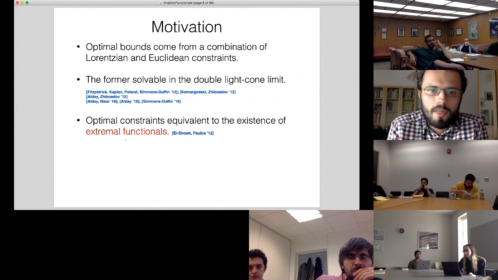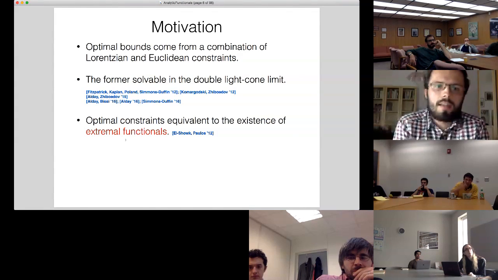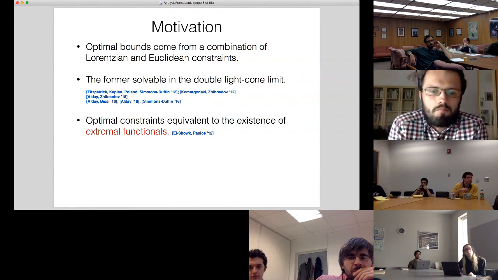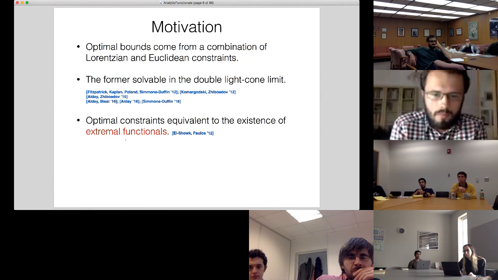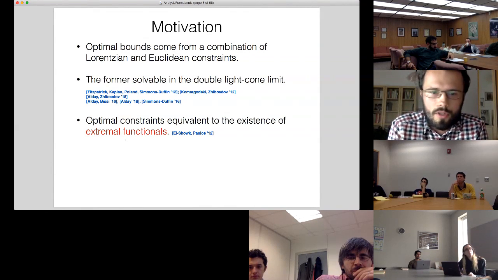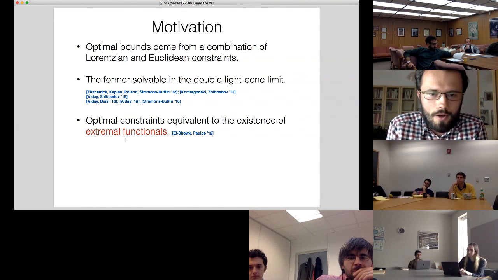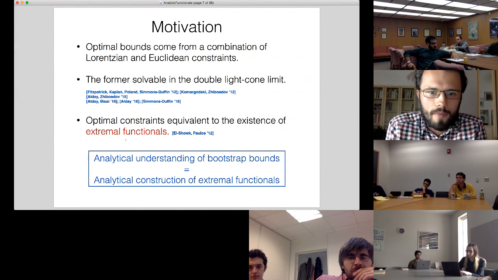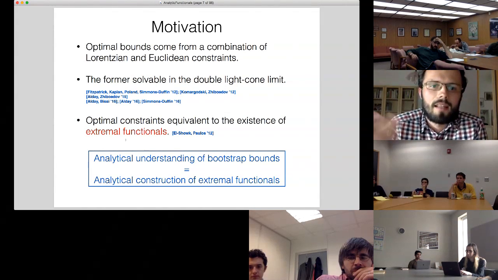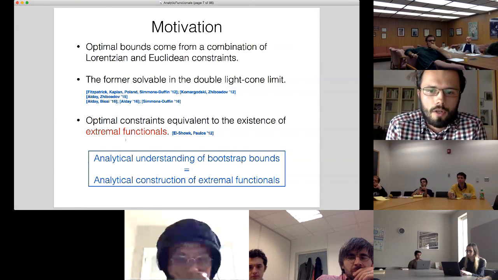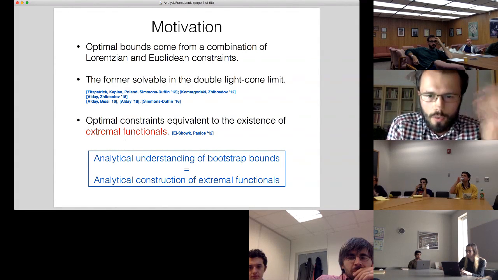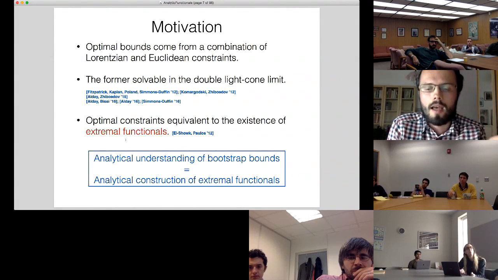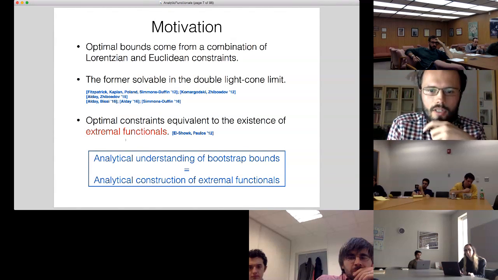But the point of view of my talk is slightly more pragmatic, and it is that the optimal constraints from bootstrap are really equivalent to the existence of the so-called extremal functionals, which are linear functionals acting on the crossing equation, which I'm sure all of you know very well. So the slogan of my talk is that an analytic understanding of the bootstrap bounds should come from an analytic construction of the corresponding extremal functionals. This is the main goal of my talk, where I'm going to introduce a new class of functionals and use it to construct some extremal functionals for the simplest bootstrap bounds.